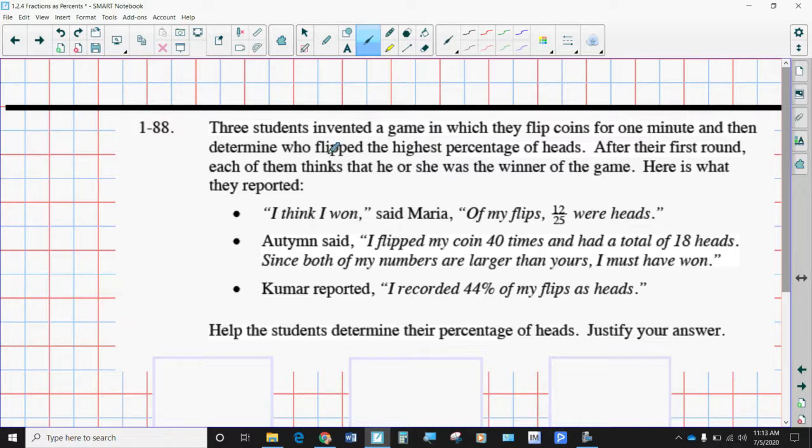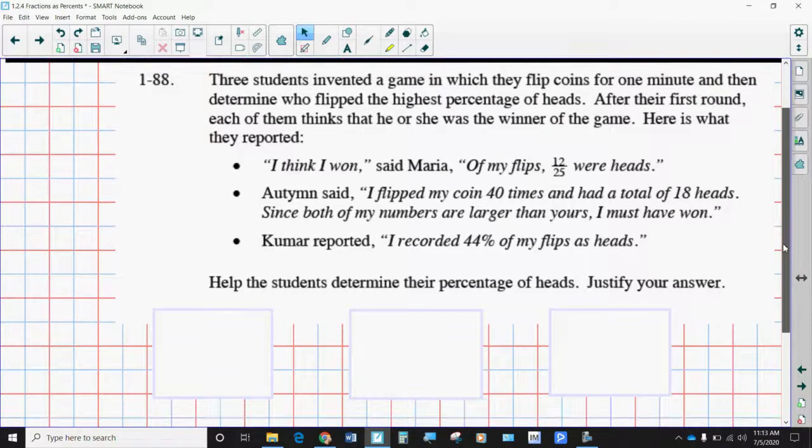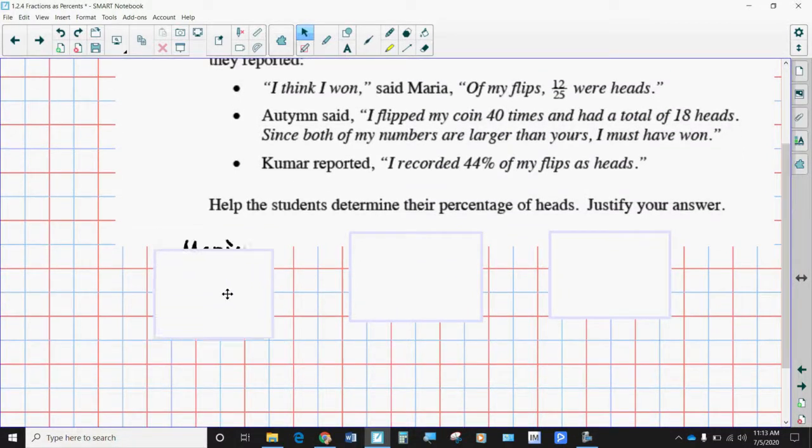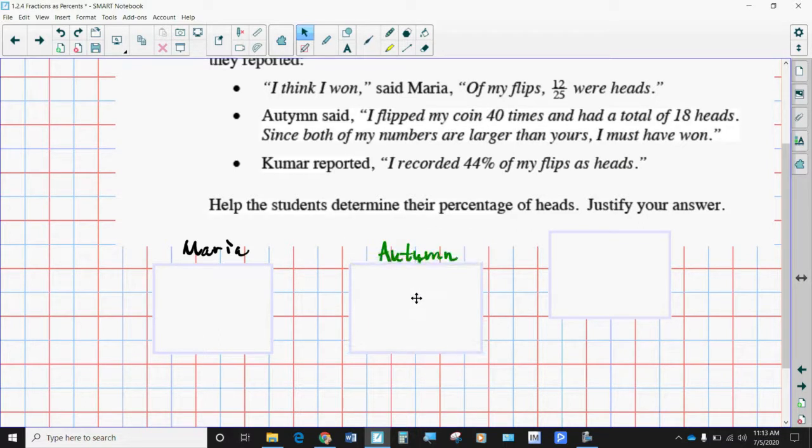All right, 3 students invented a game in which they flipped coins for 1 minute and then determined who flipped the highest percent of heads. After the first round, each of them thinks that they are the winner. Here is what they reported. You've got Maria. She recorded 12 out of 25 were heads. You've got Autumn. She recorded that 18 out of the 40 were heads. And then there's Kumar, who just went straight to the percent. He's like, yeah, I know mine's 44%. I don't need to worry about the ratios.